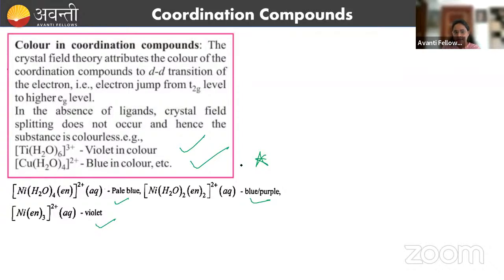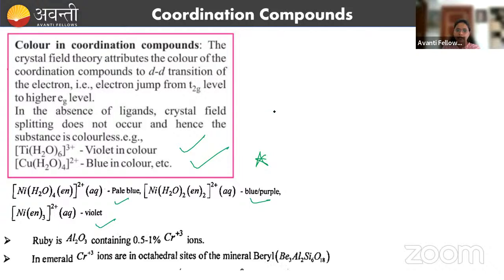Why is that happening? Color is due to the jump of an electron from the lower t2g orbital to the higher eg orbital. And when that electron comes back to the ground state again, it emits light. And that's why they are colorful in nature. If there are no ligands, there will be no color there. Now ruby is Al2O3 containing chromium 3+ ions. And you know the color of ruby, right? What is the color of ruby?